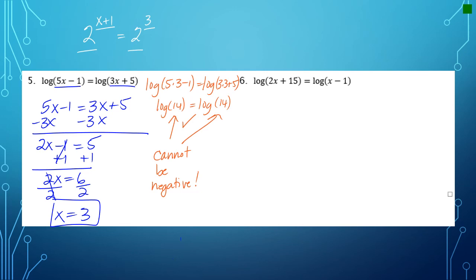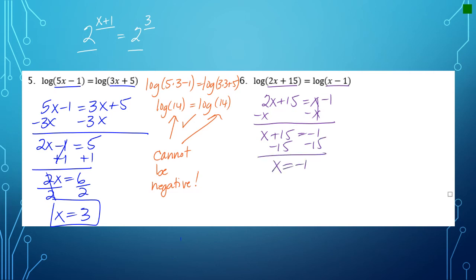All right, number 6. So again, I have two common logarithms. That means they're both base 10. That means I can go straight to taking what's in the parentheses and setting them equal to each other. So I would subtract x first. So I would have x plus 15 equals negative 1, and then I would subtract 15 from both sides. So I would have x equals negative 16. So that would be my answer. And now I need to check it.